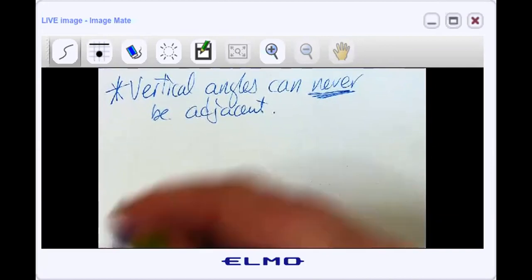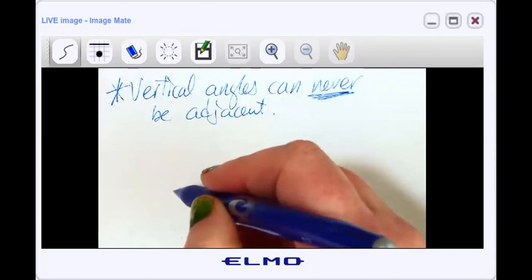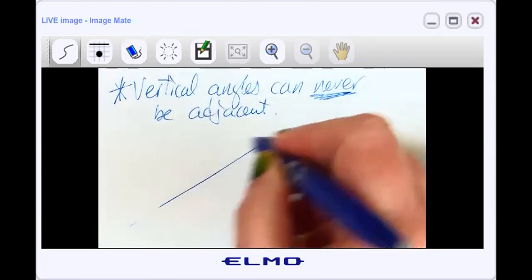Okay, and here's the other type of way that we can try and trick you with vertical angles. Something like this.